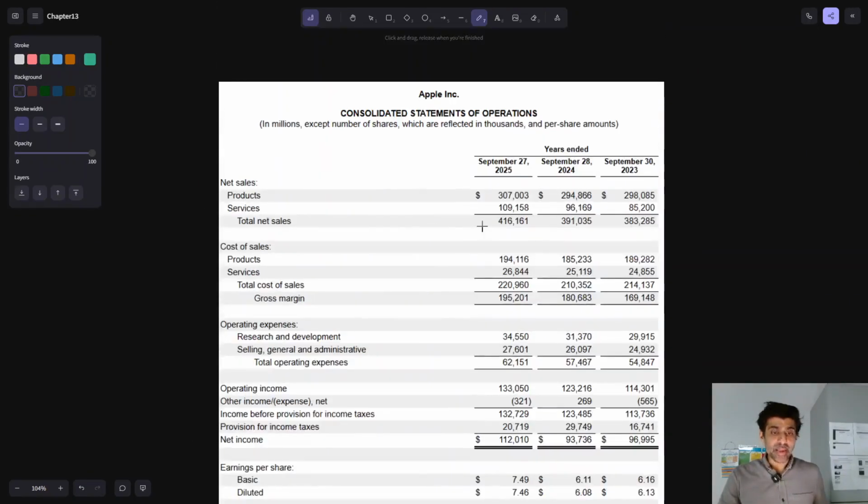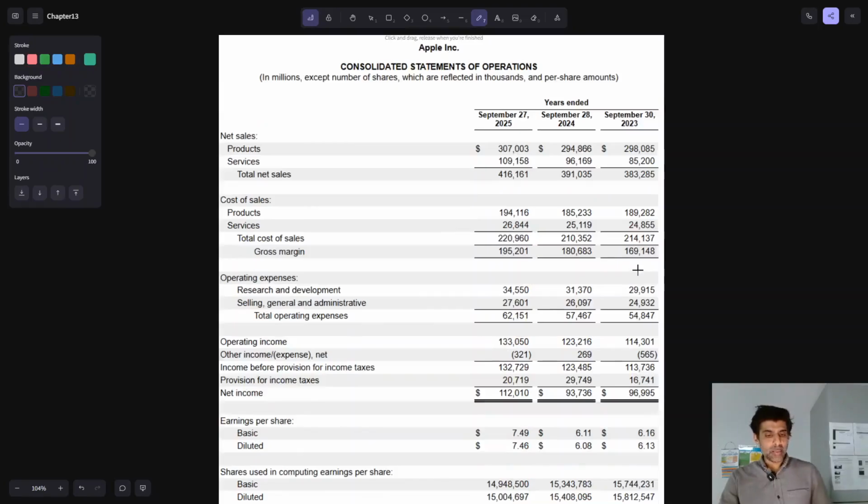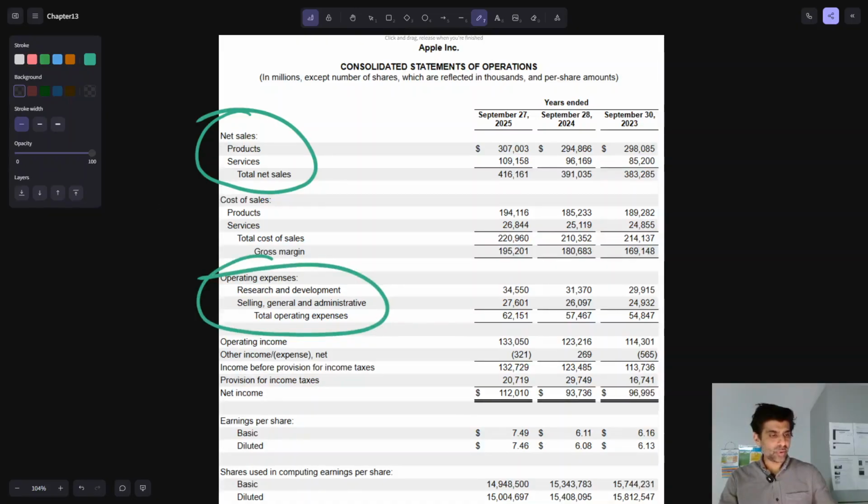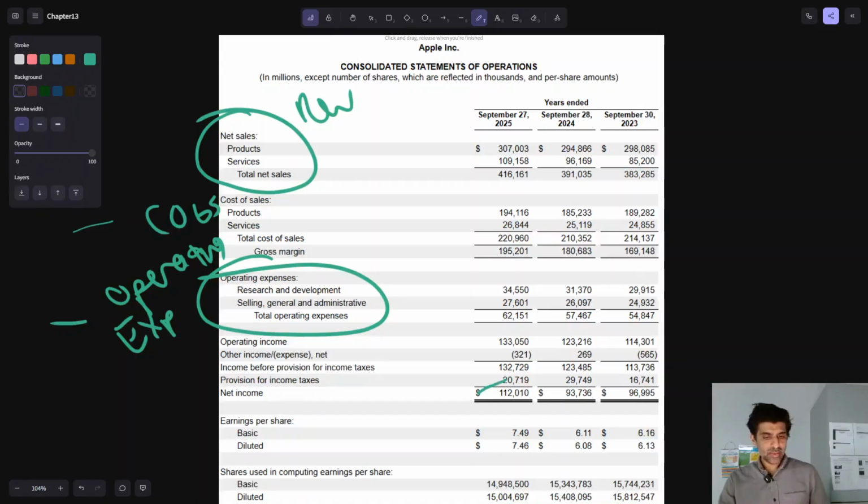So this is again Apple's income statement: sales, their expenses. This is cost of goods sold. This is operating expenses. So you can see here, this is their revenue. Revenues minus expenses, this is their net income. What they're doing here is they're taking this net income and dividing by the number of shares outstanding, and they're giving you the share count here.